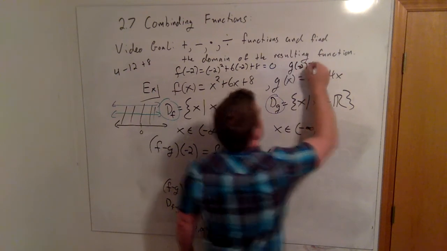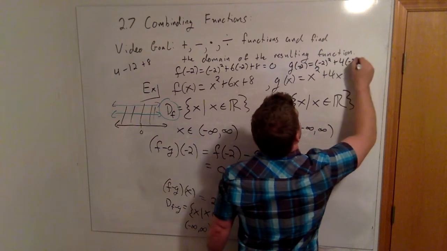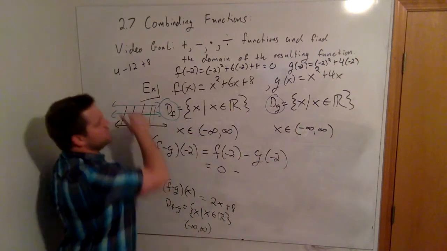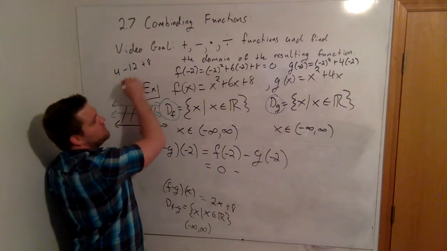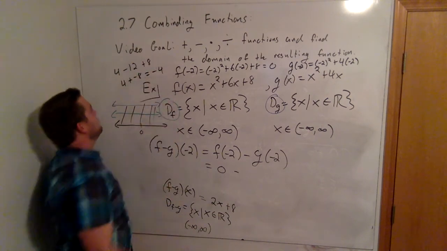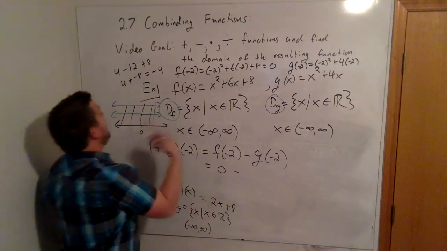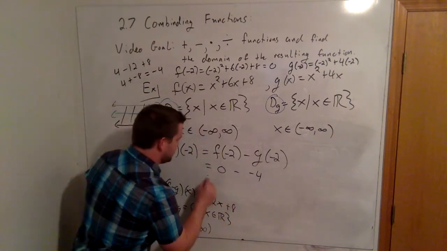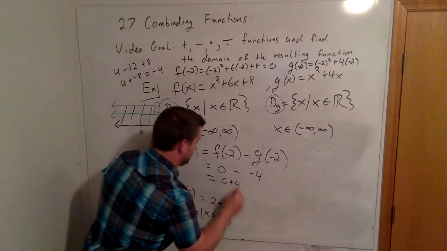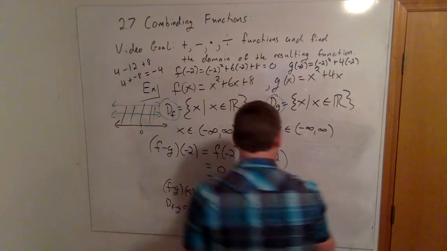G of -2, what's that going to be? That's going to be -2 squared plus 4 times -2. So what do we get there? We get a 4 plus a -8. Looks like we get out a -4. So it would be 0 minus a -4, you're going to get an output of 0 plus 4, you're going to get an output of 4. Look how much work that was, versus us just doing this.